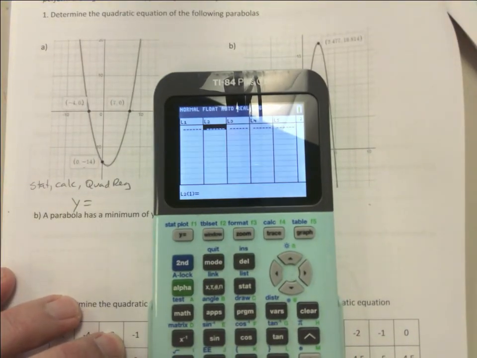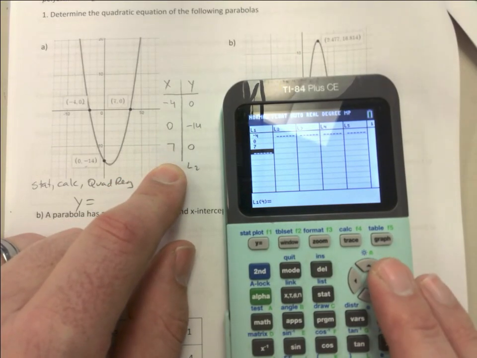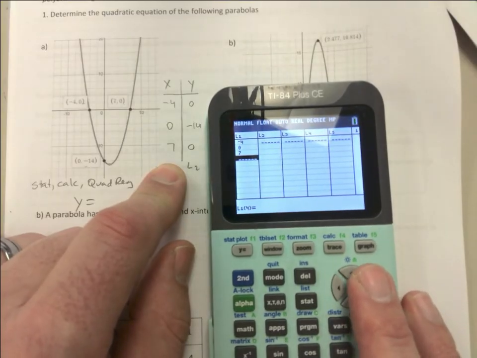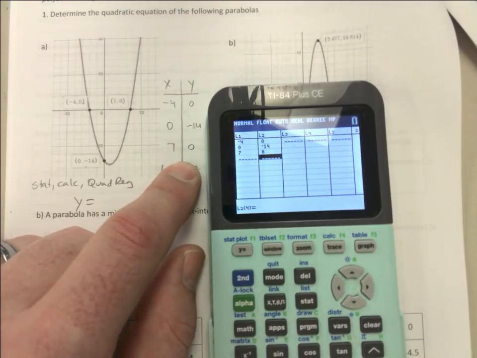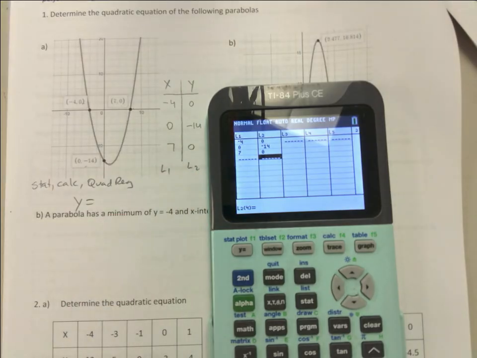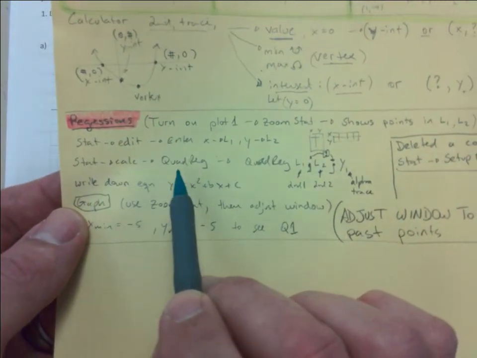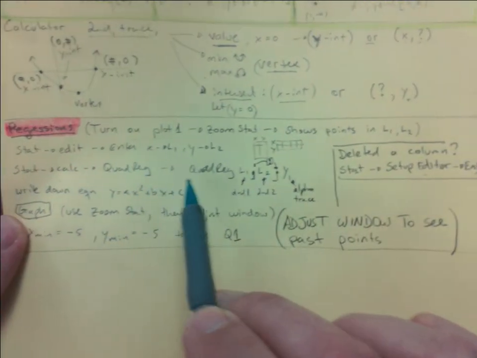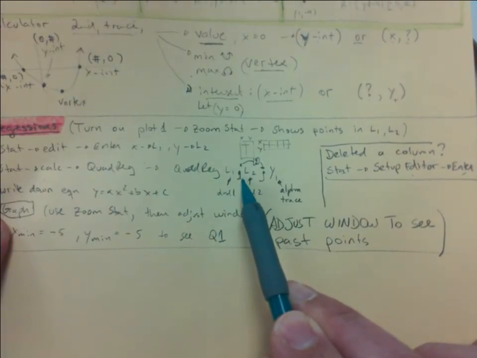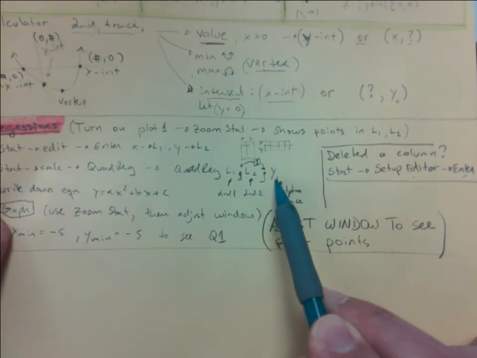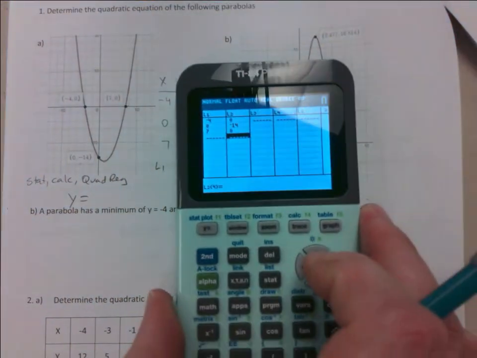Stat, edit, L1, -4. Make sure you use negative, don't use minus. Okay, use negative. And then here, you go 0, -14, 0. What's the next on my study sheet here? Next up is stat, calc, quadratic regression, right? And then I go on further to say, once I see quadratic regression, I'm going to call L1, comma, L2, comma, Y1. And I tell myself which buttons to press. Okay? So let's do that.